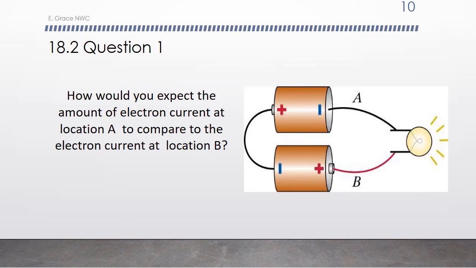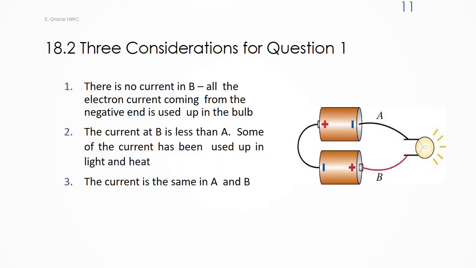So how would you expect the amount of electron current at location A to compare to location B? So you would have the batteries pushing around the electrons. They're going to go through this bulb, which has a resistance, and they're going to come out the other end. So there are potential answers for question 1.